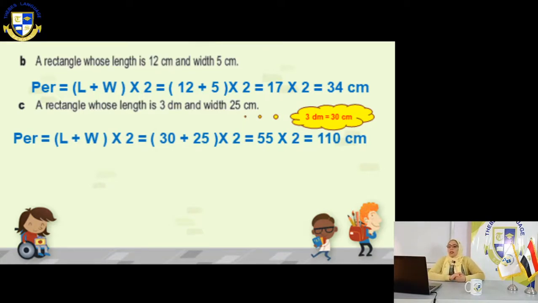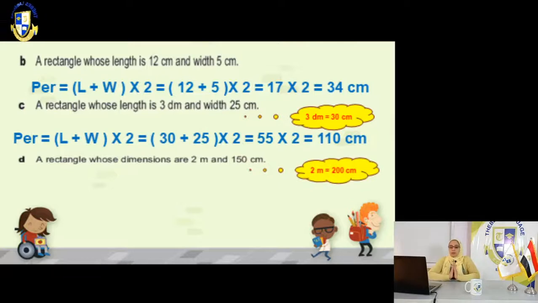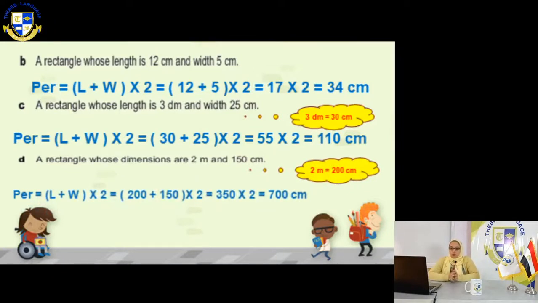Number D, a rectangle whose dimensions are 2 meter and 150 centimeter. They are different units. Convert from big to small by multiplying. Meter equals 100 centimeter. So 2 times 100 equals 200 centimeter. Perimeter of a rectangle, length plus width times 2 equals 200 plus 150 times 2 equals 700 centimeter.